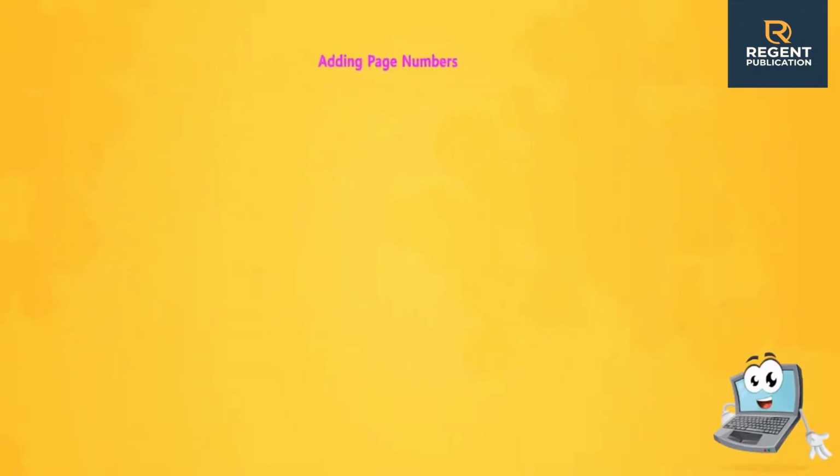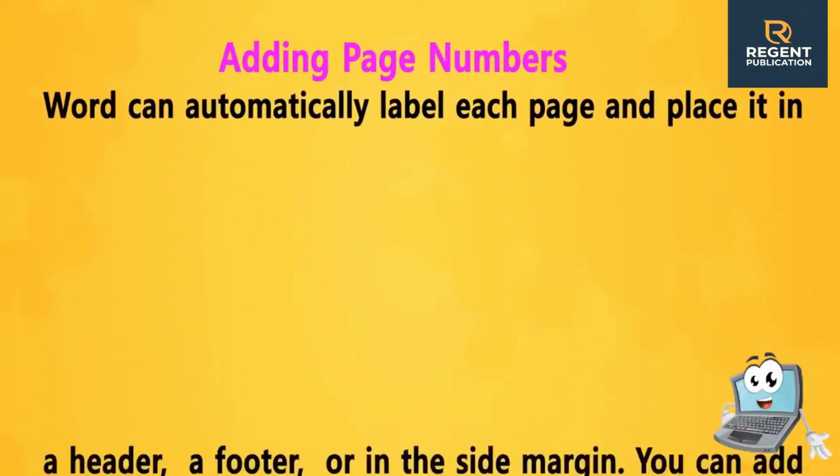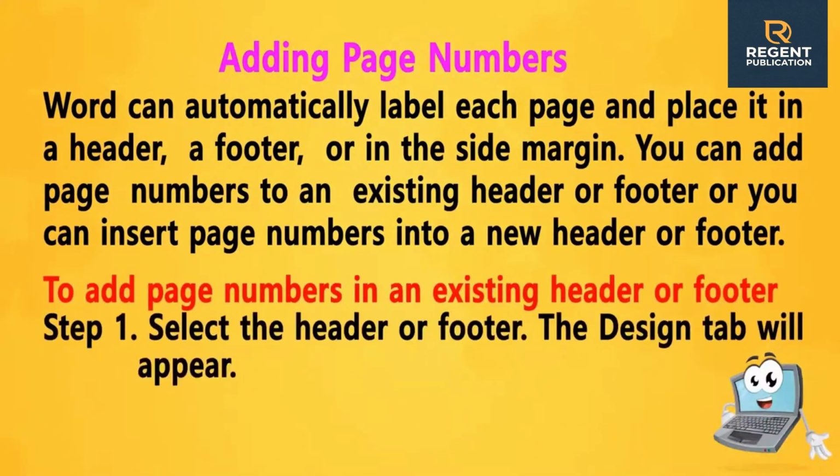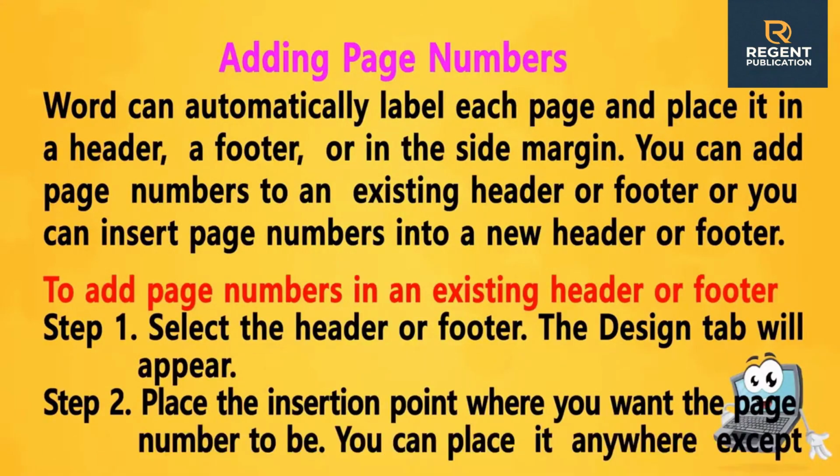Adding page numbers. Word can automatically label each page and place it in a header, a footer, or in the side margin. You can add page numbers to an existing header or footer, or you can insert page numbers into a new header or footer. To add page numbers in an existing header or footer, step 1. Select the header or footer. The Design tab will appear.